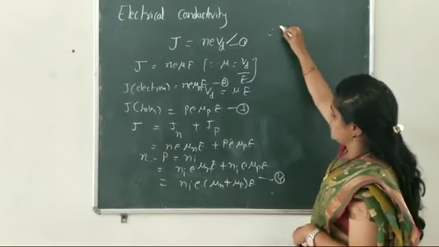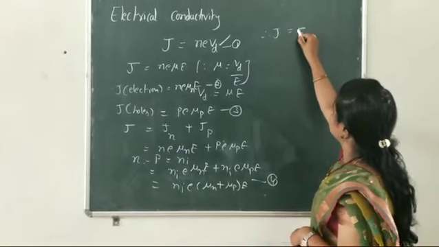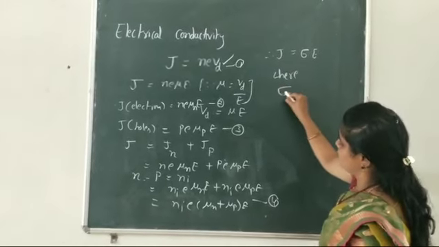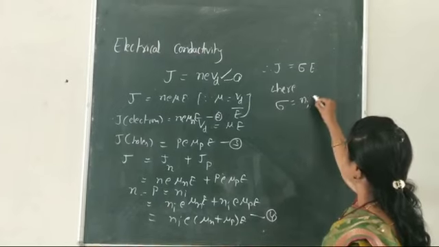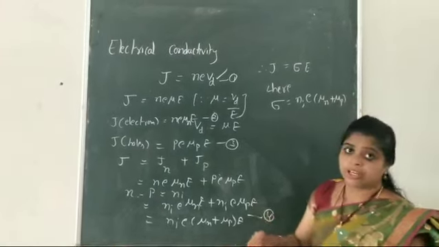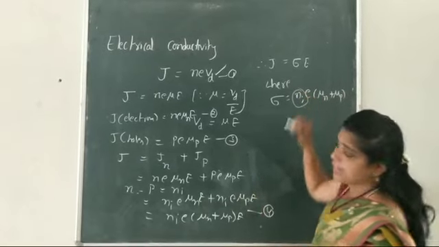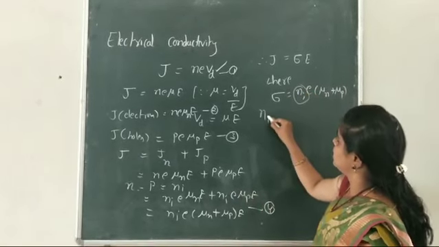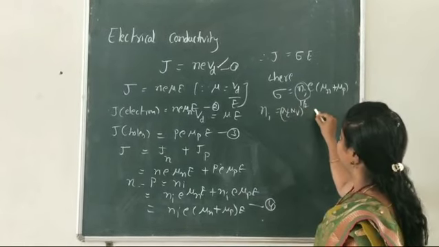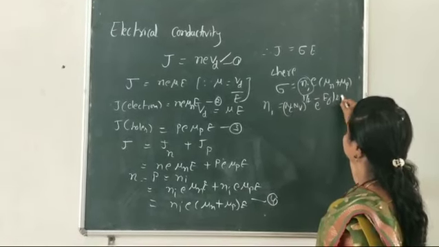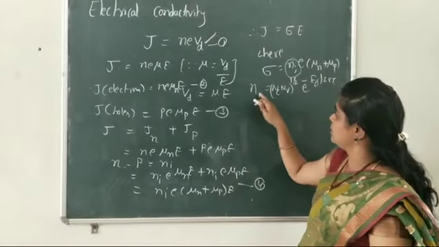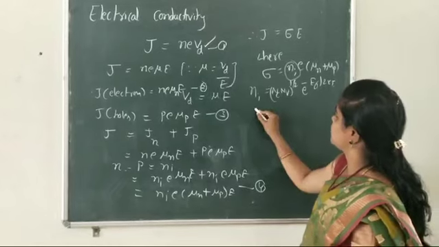Therefore, comparing J with sigma E, where sigma is the conductivity, sigma equals ni e of mu n plus mu p. Here the intrinsic carrier concentration ni equals Nc Nv whole power 1 by 2, e power minus Eg by 2kT. We already derived this in the previous equation. ni means intrinsic carrier concentration.